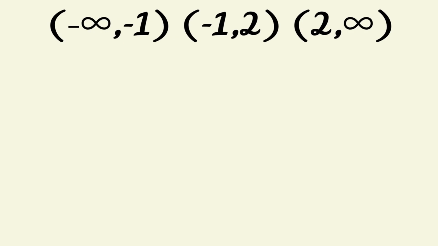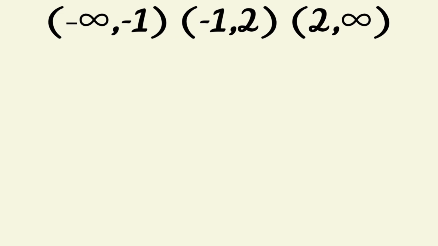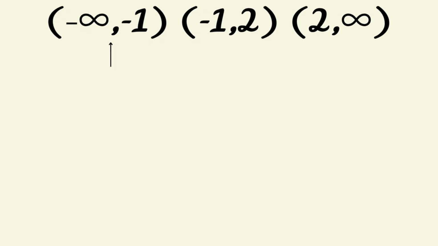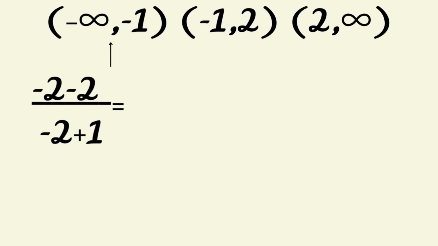Now the next step is to test the sign on each interval. The first interval is (-∞, -1). Choose a number in that interval, which gives us -2. So we use -2 as our test point. (-2 - 2)/(-2 + 1) gives us -4/-1, which is positive 4. 4 is not less than 0.